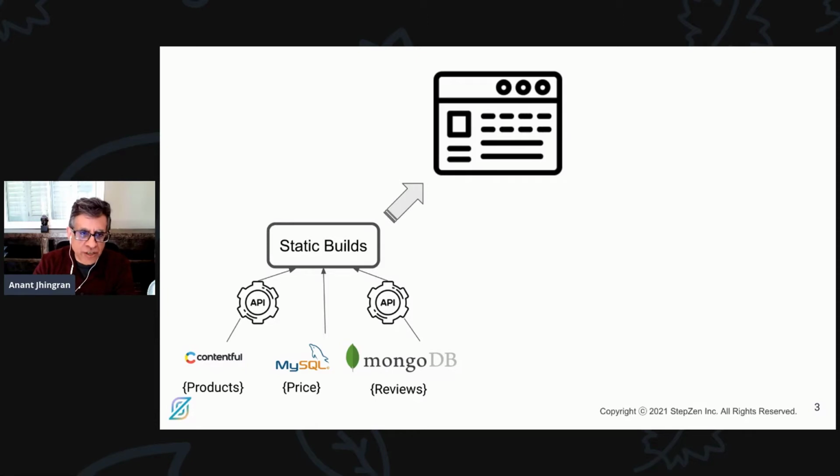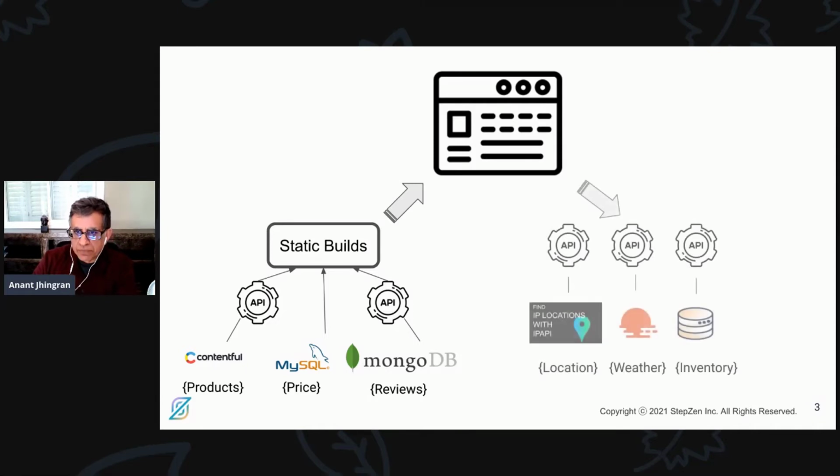So APIs are used during static builds, which many of you are using today. If you're building an e-commerce Jamstack site, you may be picking product information from Contentful. Price perhaps doesn't sit in Contentful; it sits in some MySQL, and reviews may come in Mongo, and you're using either APIs or some direct connects to get information, and then you build out static pages, and then you deploy it.